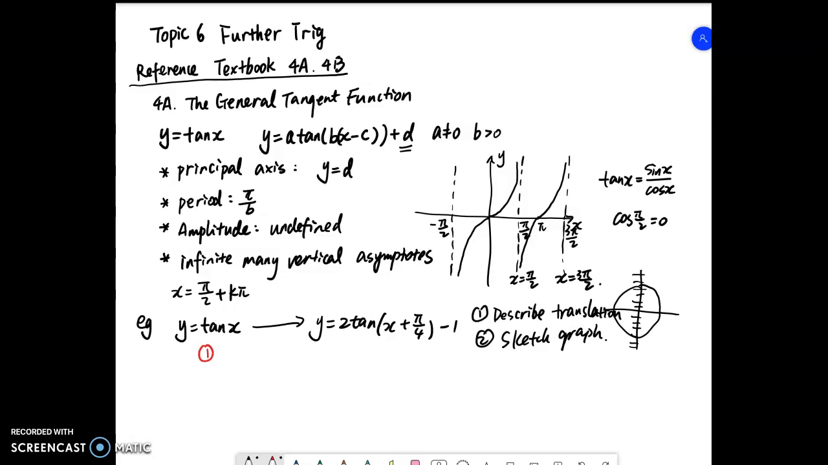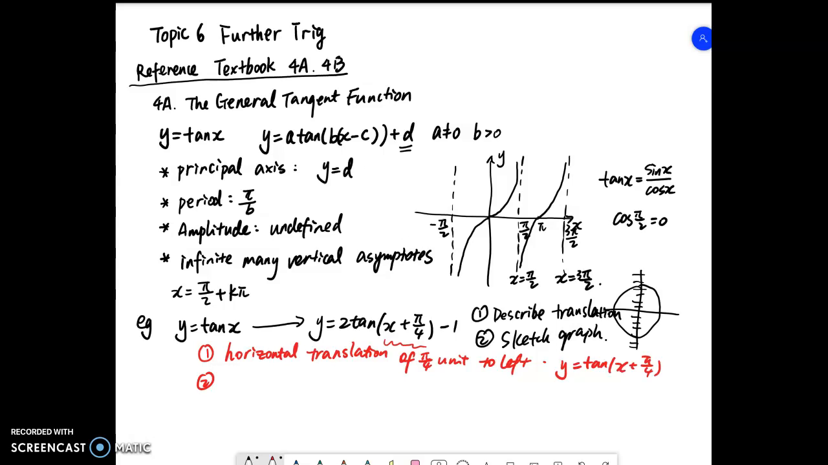First, as I've mentioned before, with a translation you always focus on x itself. If there's a number in front, you have to factorize that first. So the first step is a horizontal translation of pi on 4 units to the left. Second, I've done that. So this step will become y equals tan(x + pi on 4).